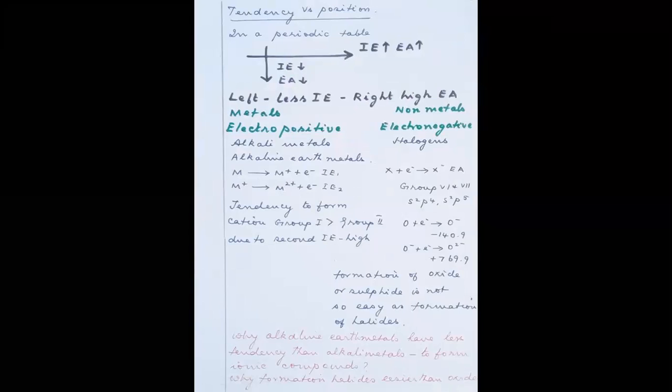So now look here, the trend or tendency for the formation of ionic compounds in the periodic table. When you move from left to right, that is along the period, ionization energy increases. Electron affinity also increases. Why does ionization energy increase? Because when you move from left to right, the atomic number increases, which means that the nuclear charge increases. And in order to compensate the nuclear charge, the electron is added to the same subshell.